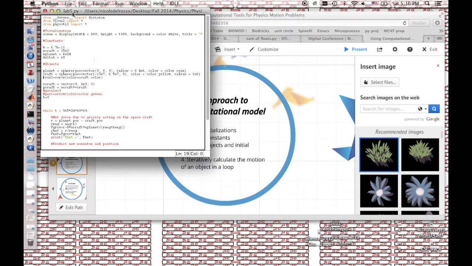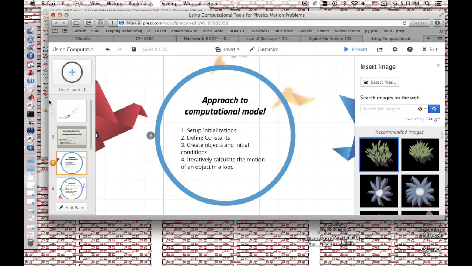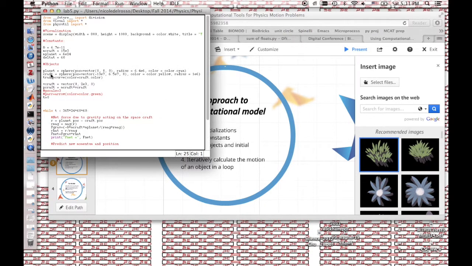So first I'm going to set up initializations, where I have certain libraries that I want to import. I have to initialize a scene to display, the height, width, and the background color, and anything else I want to include, which includes defining constants as well. So gravity is a constant here, and the masses are constants as well. Objects and initial conditions is something that I have to create next.